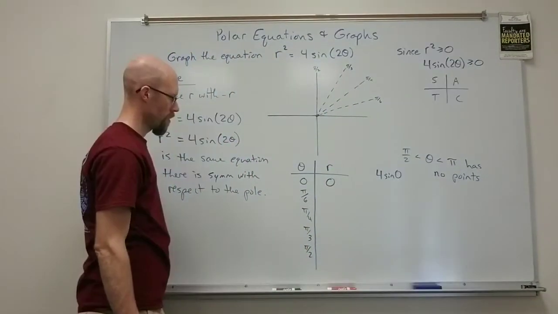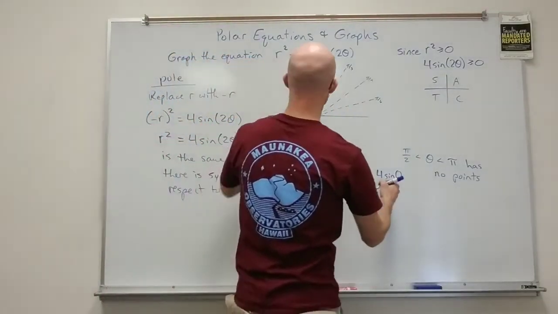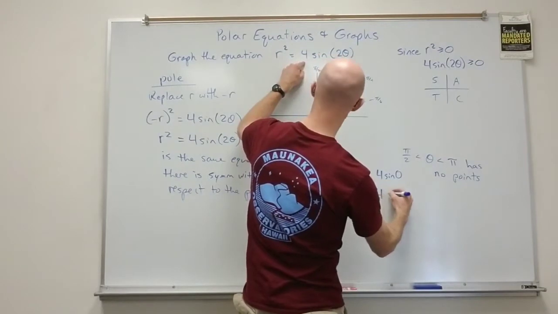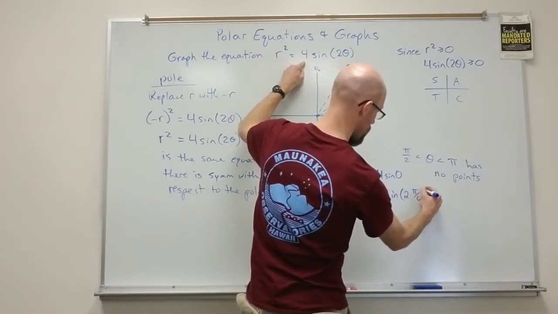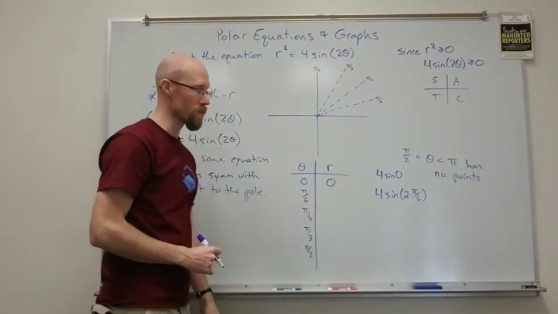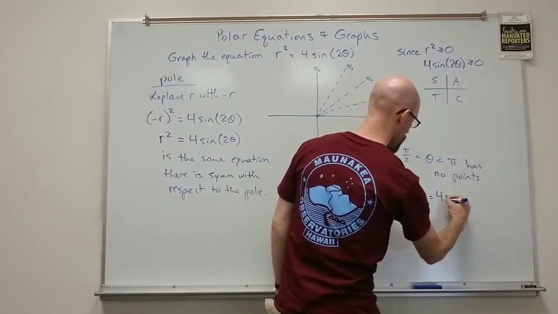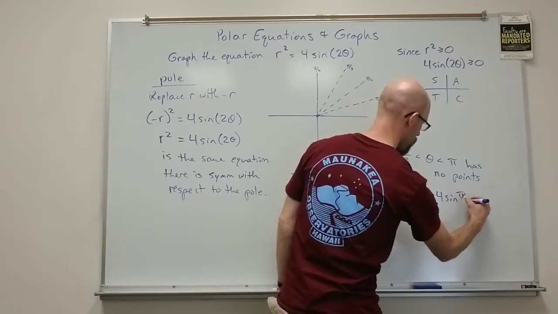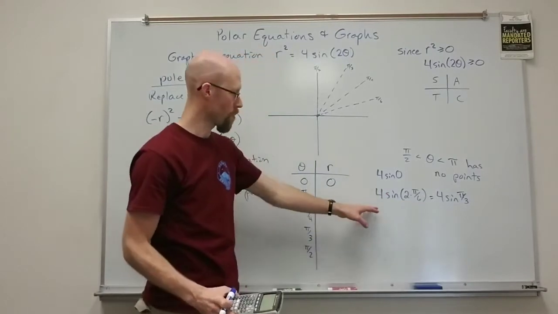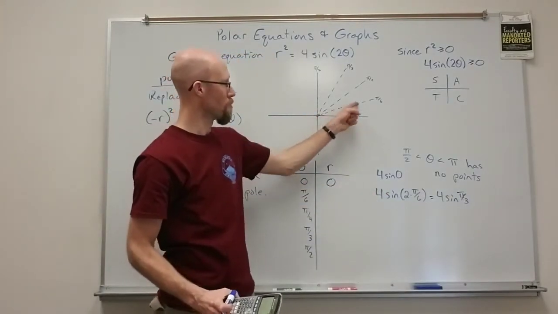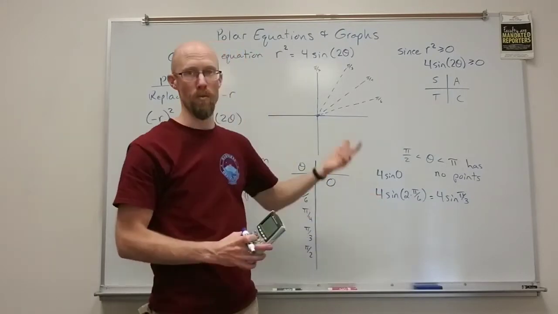So pi over 6, if I plug that in, we're going to get 4 times the sine of 2 times pi over 6. Now we're going to double each of those angles. Doubling that gives me pi over 3, so it's 4 sine of pi over 3. Now an exact value on this is kind of useless at this point because I need to plot these out, right? I need a decimal value. It's going to give me a radius eventually.